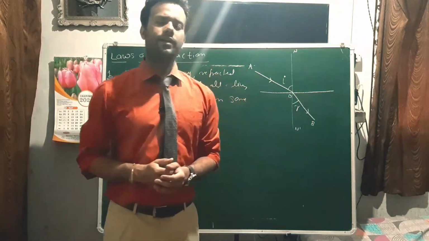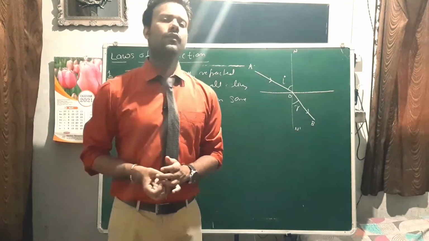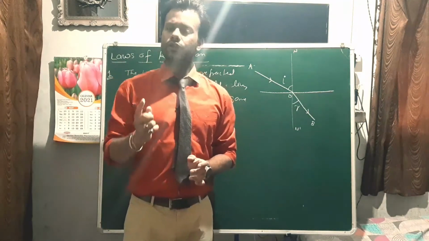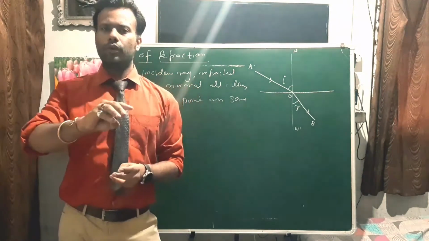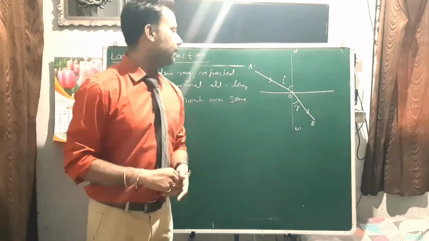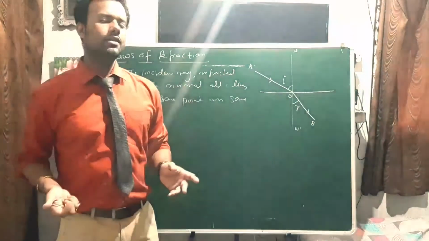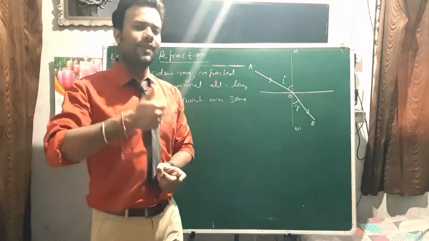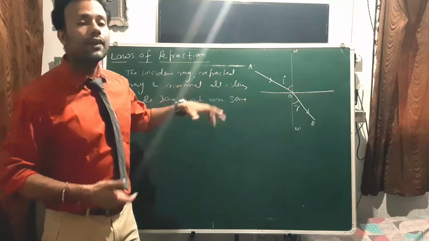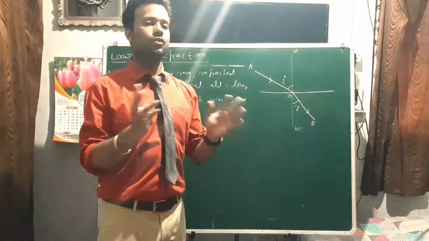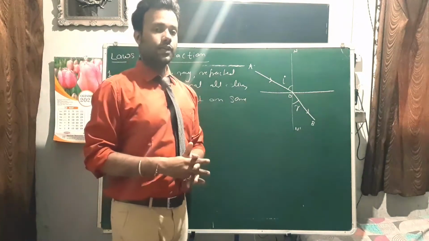See, it's quite similar to the first law of reflection. In reflection also, the reflected ray, the incident ray, and the normal all lie at the same point and on the same plane. Similarly, here the only difference is that in that case there is a reflected ray, and here we have the refracted ray, right? Otherwise these two laws are quite the same. So that's the first law.